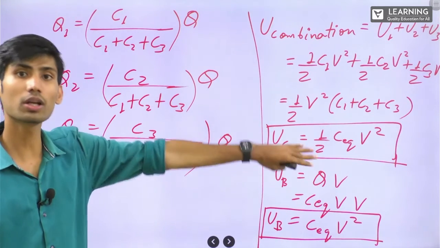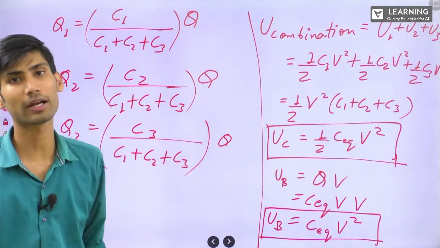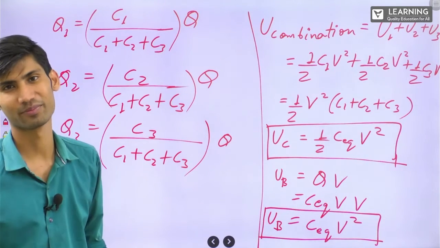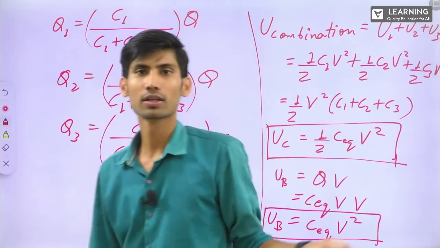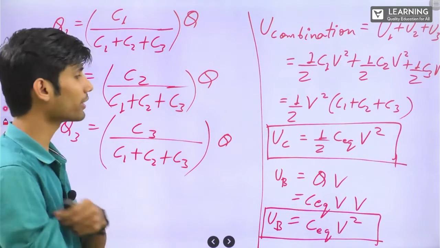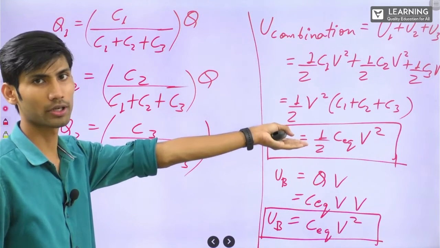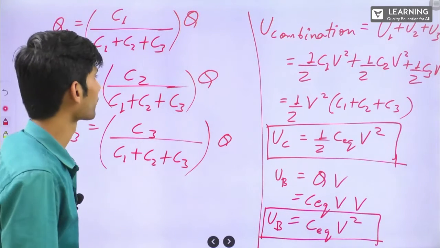Energy stored in all the capacitors in the combination is half of the energy supplied by the battery. So where is half of the energy? It is converted into heat. Clear? In both the cases, if you talk about energy, it is a similar thing. Fine, half of the energy will be stored in the combination, half of the energy will be converted into heat. Note down.